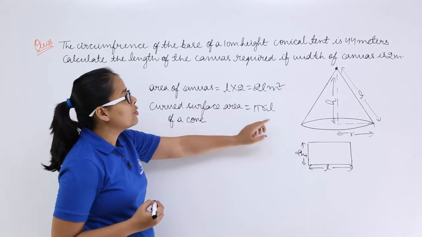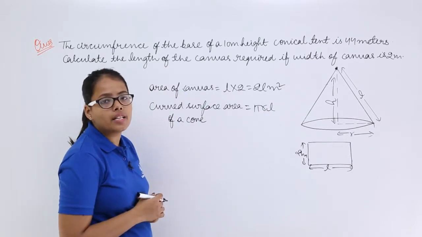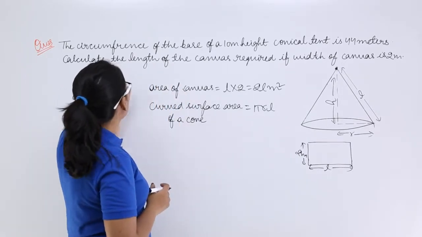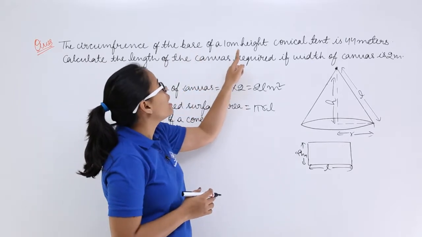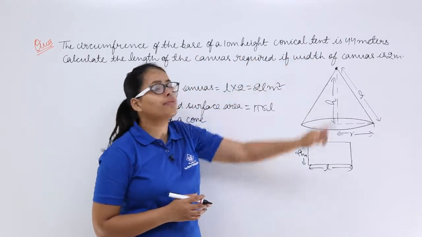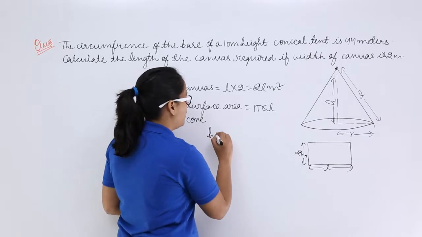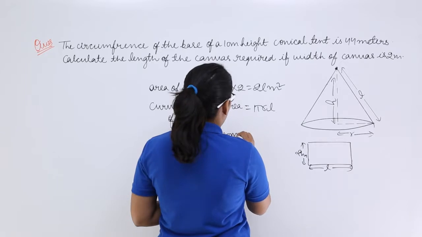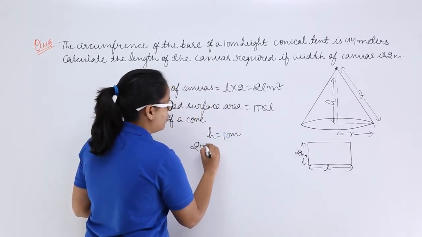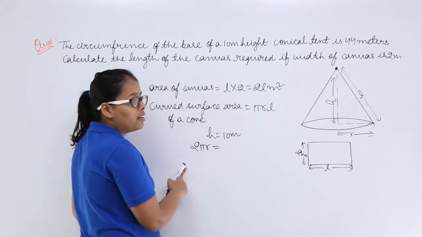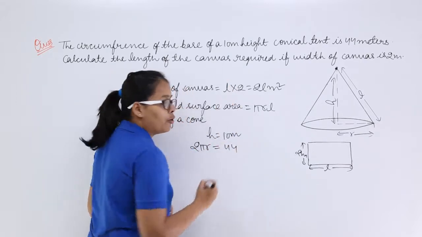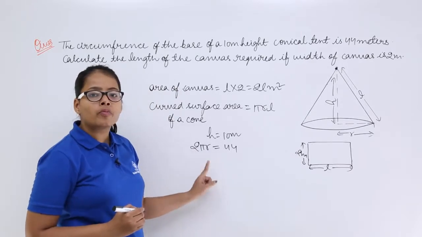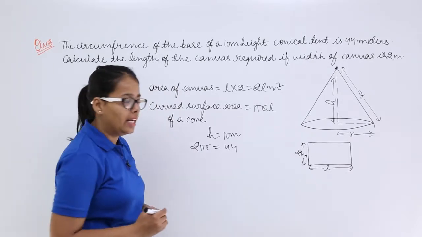And in this equation you need to know the radius as well as the slant height. First of all, let's see what you have been given. You have been given that the circumference of the base of the 10-meter height conical tent is 44 meter. So you know the value of h, which is height of 10 meter, and you know the circumference of the base, and you know that circumference is nothing but 2 pi r. Let's equate this with 44 meters. So from this equation you are going to calculate the value for r.